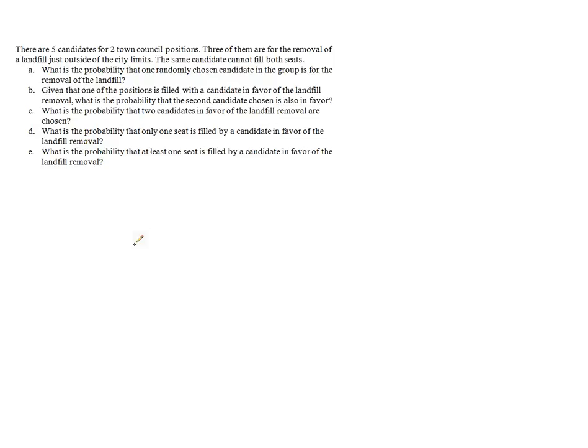So there are 5 candidates. There are 2 town council position seats to fill. 3 of the 5 candidates are for the removal of a landfill just outside of the city. The same candidate cannot fill both seats.